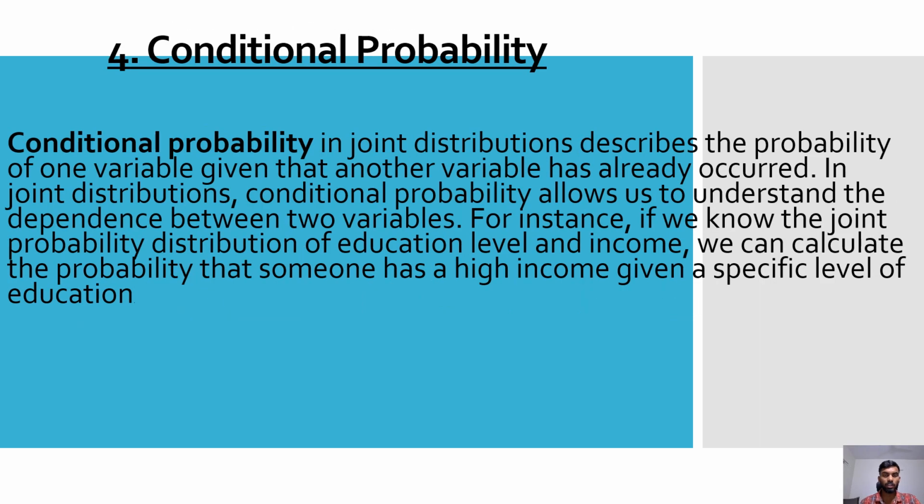The fourth one is conditional probability. Conditional probability in a joint distribution describes the probability of one variable given that another variable has already occurred. In a joint distribution, conditional probabilities allow us to understand the dependence between two variables. For instance, if we know the joint probability distribution of education level and income, we can calculate the probability that someone has high income given a specific level of education.